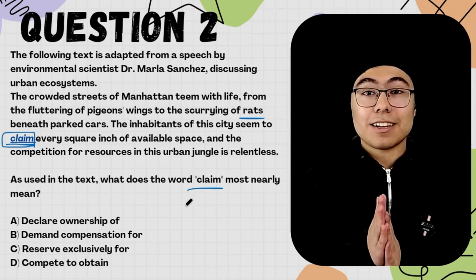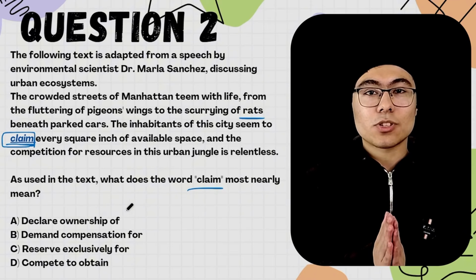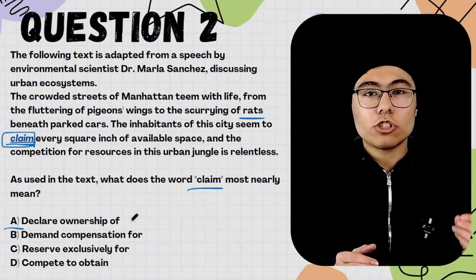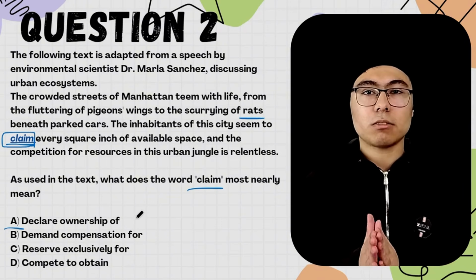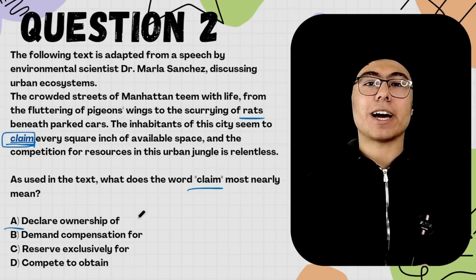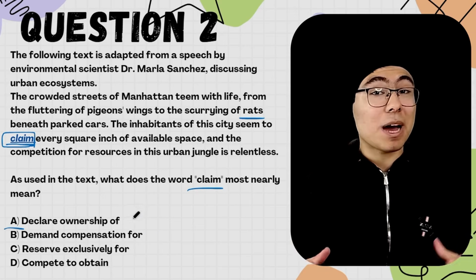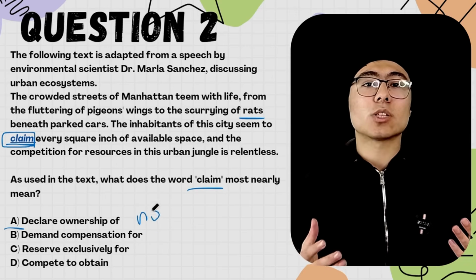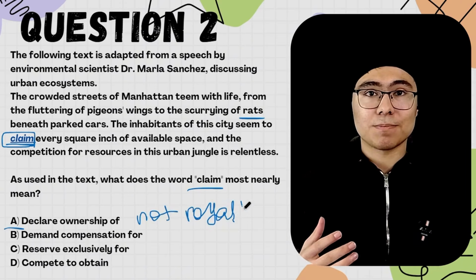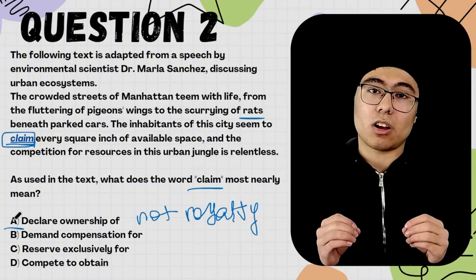Let's break them down. Starting with choice A, declare ownership of. It sounds really fancy, right? Like a king sitting on a throne saying, "I declare this land mine." But we're not talking about royalty. We're talking about rats and pigeons battling for scraps. So this choice is wrong.